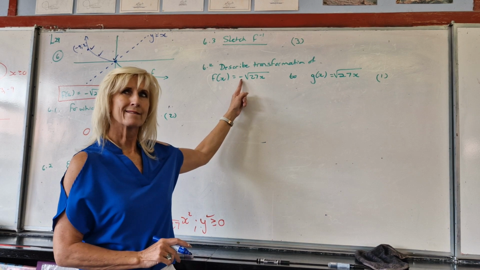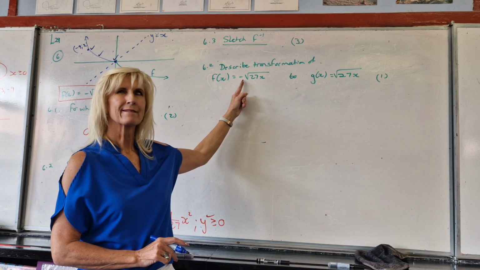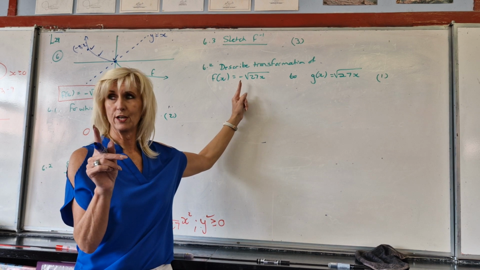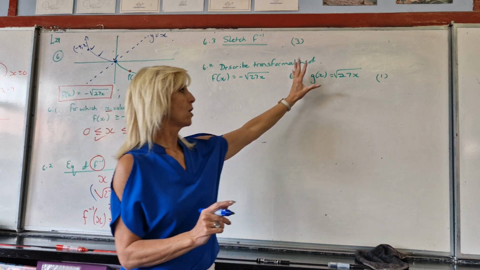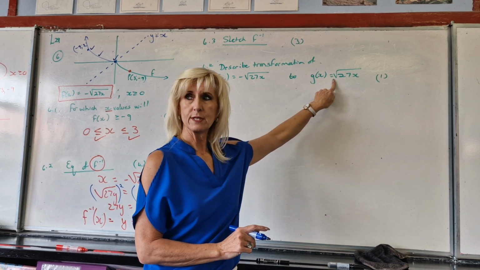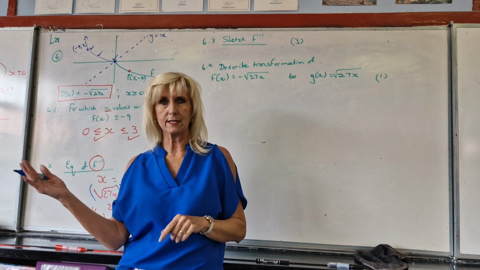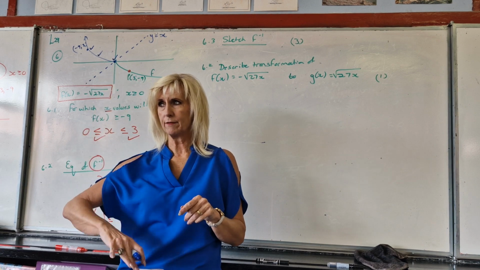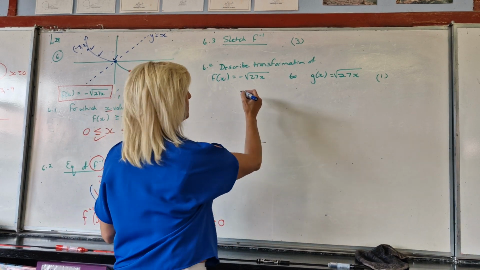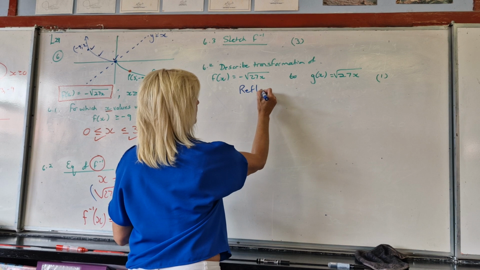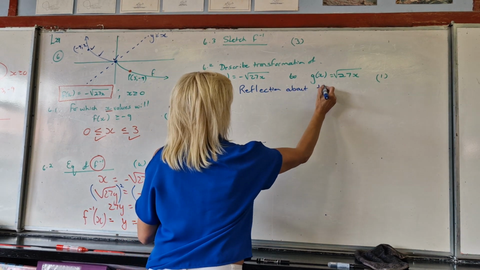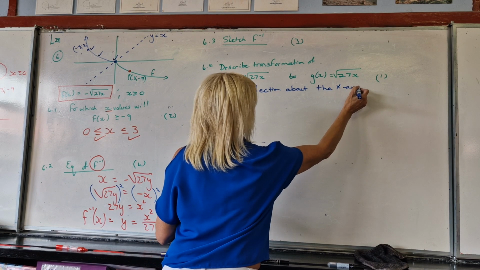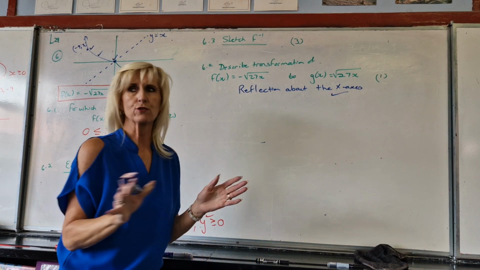The x value changed. The y value changed. Y was negative. Now y is positive. So if y was negative and now positive, it's a reflection about the x-axis. That's it. It's right or it's wrong.